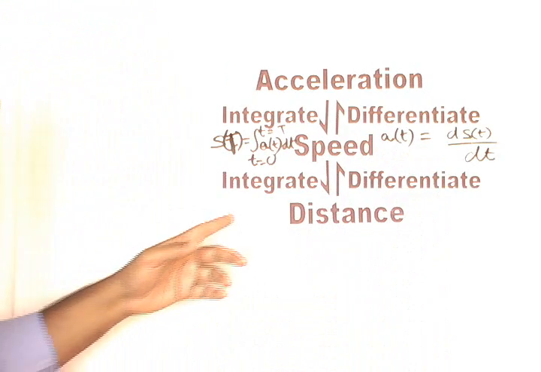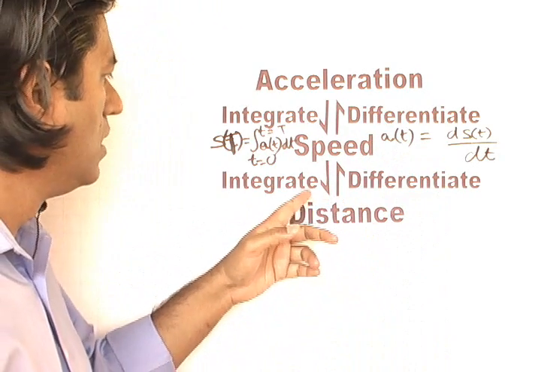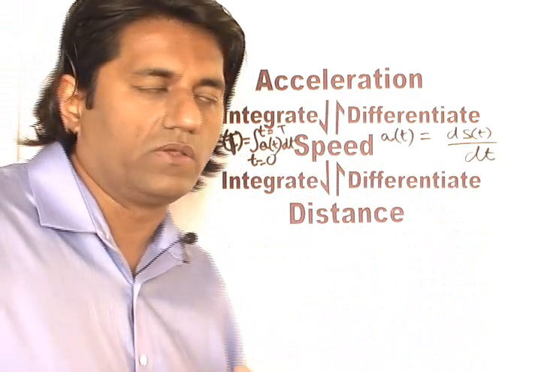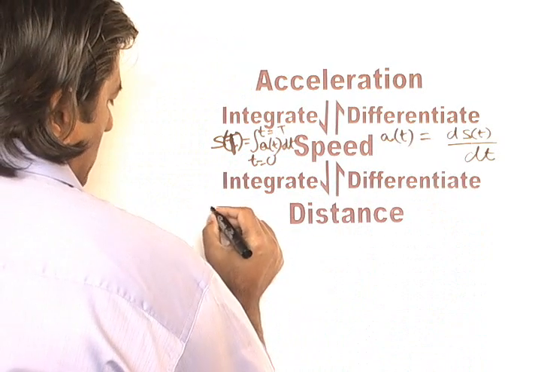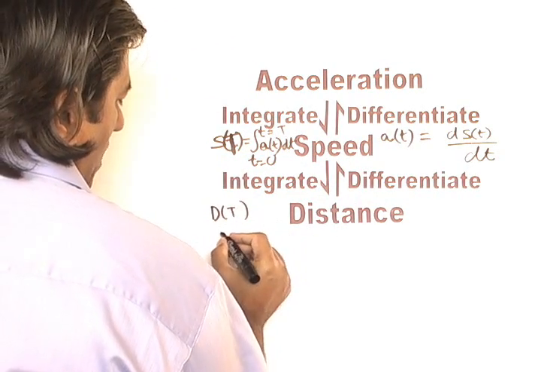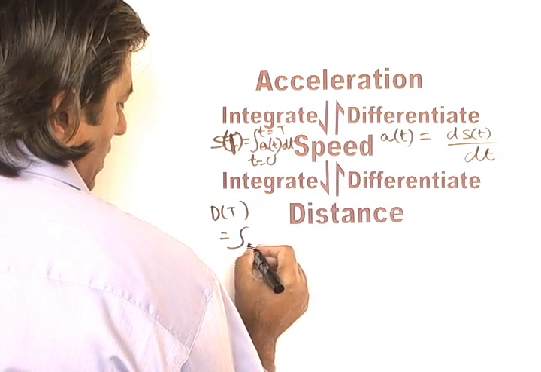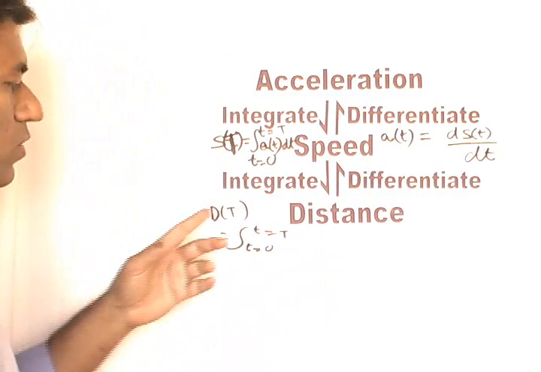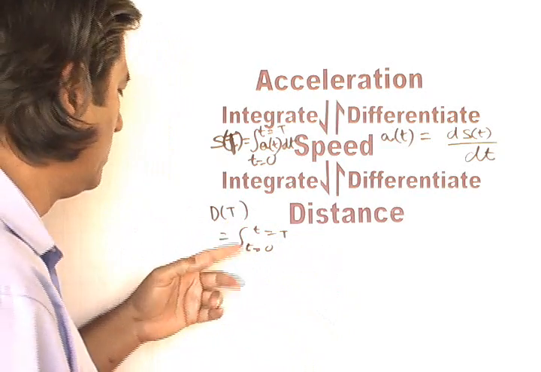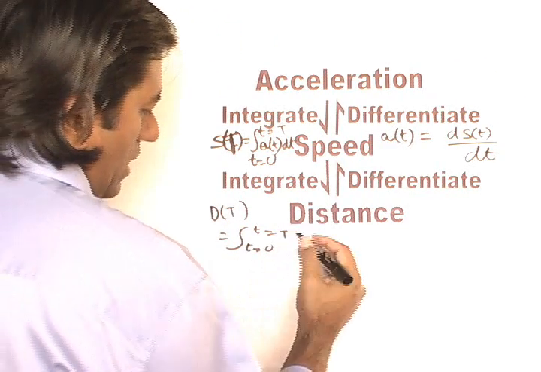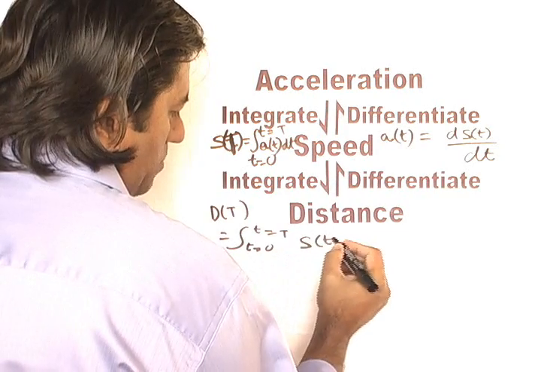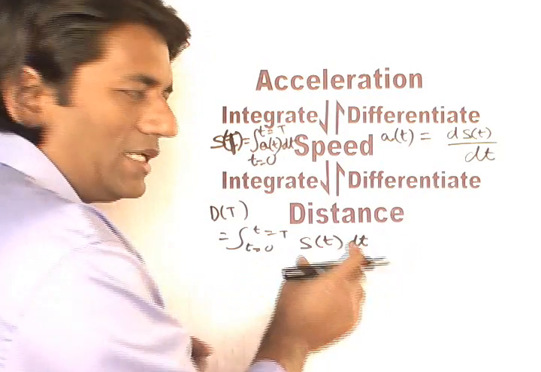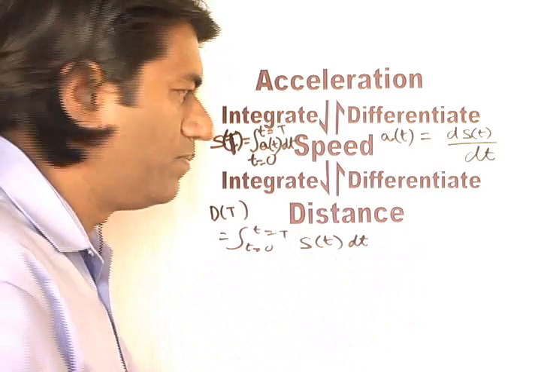Similarly, when you want to move from speed to distance, you integrate. And that's how we started integral calculus. So you say that your distance d(t) equals the integral from time t equal to 0 to time t equal to capital T. If you want the distance traveled up to time capital T, then it will be the integral from 0 to capital T of speed s(t) into dt. So basically little bits of time dt multiplied by the associated speed for that point in time.